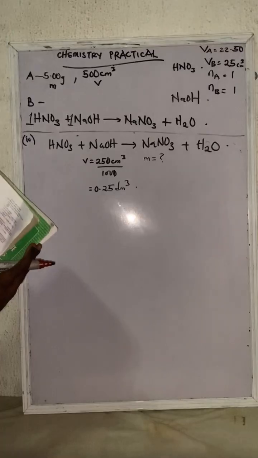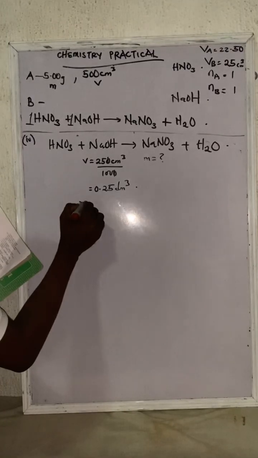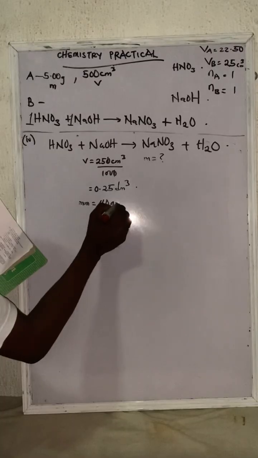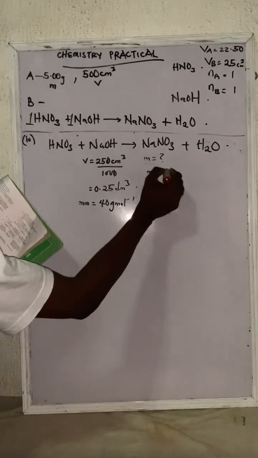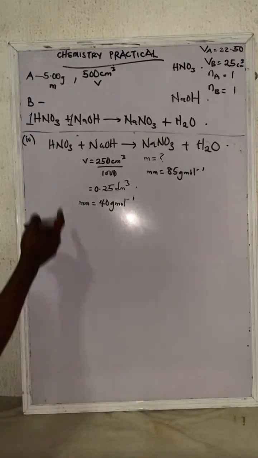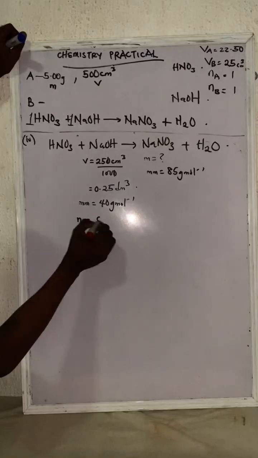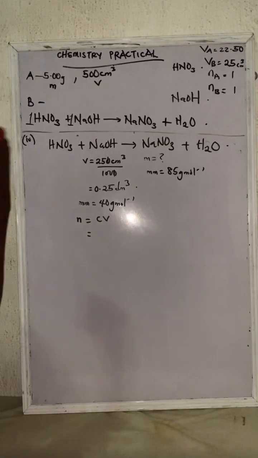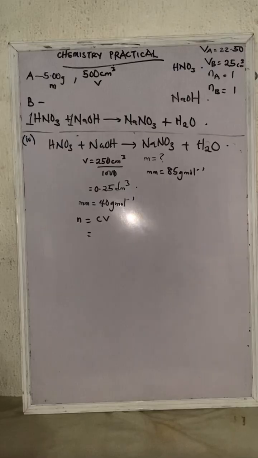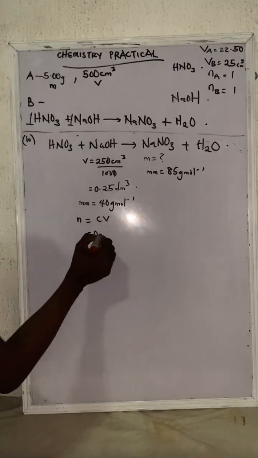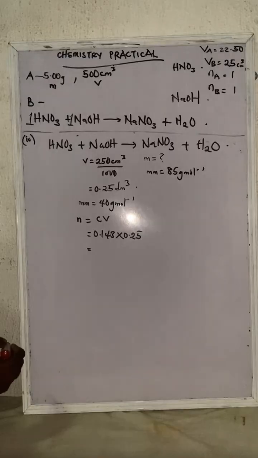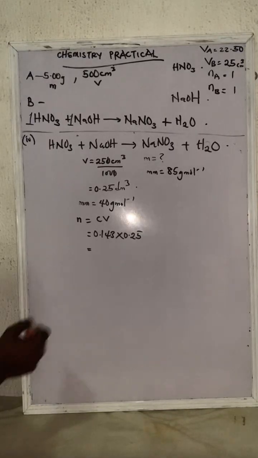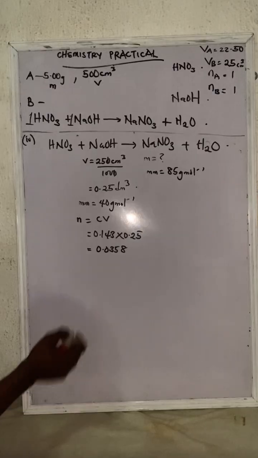Now, what else? They're giving us the molar mass of NaOH to be 40 gram per mole, and the molar mass of NaNO3 to be 85 gram per mole. In this case, I can find the mole. Mole is concentration times volume. The concentration we got before, the concentration of the base, I think is 0.143 or something. 0.143 times this new volume, 0.25. If you multiply this together, I think we should have 0.0358.